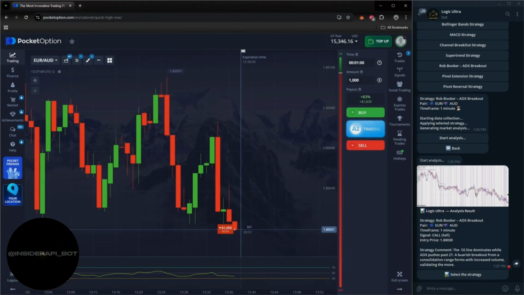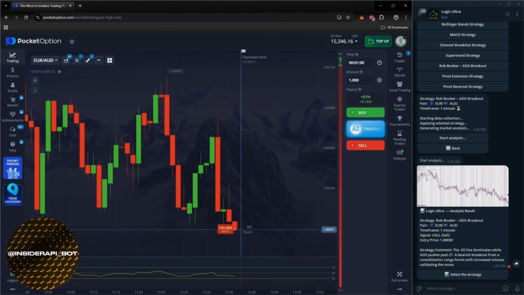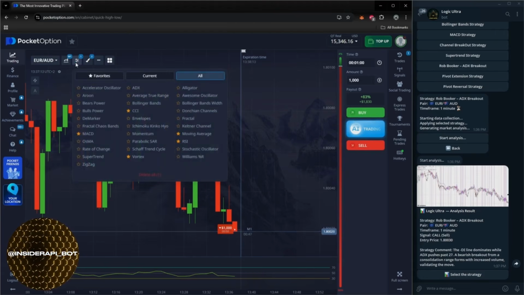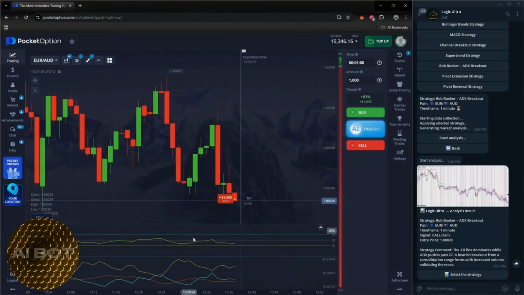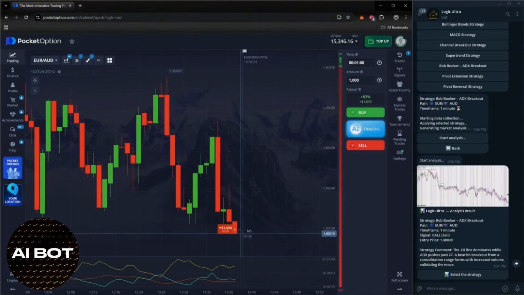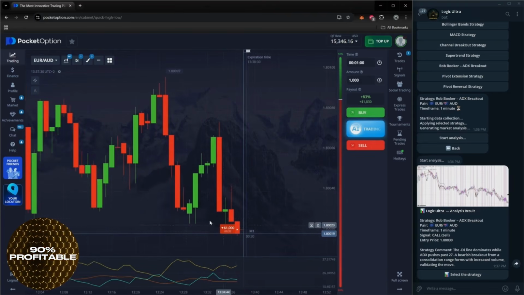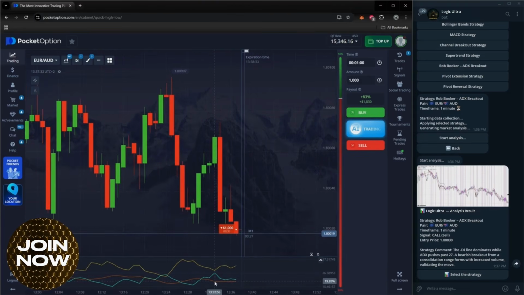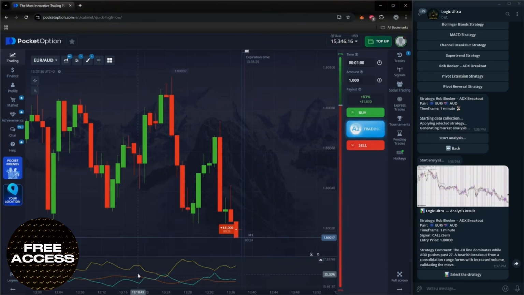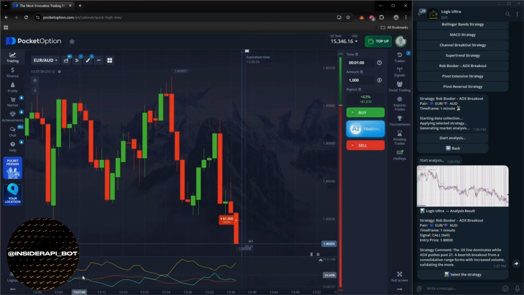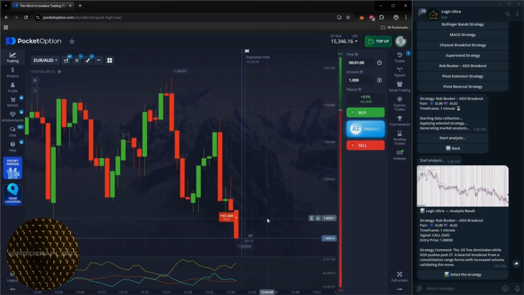Comment: the minus DI line dominates while ADX pushes past 27. So let's go ahead and add ADX here. So we have the reading. ADX pushes past 27. A bearish breakout from a consolidation range forms with increased volume, validating the move. So this is super nice. And as you can see right here, we have it pushed below 27. The ADX line was right here, but now it's dipping to 21. So just like that, we're securing another nice win for ourselves.